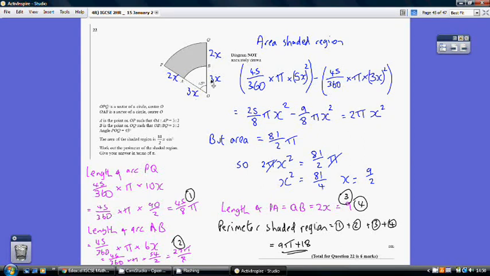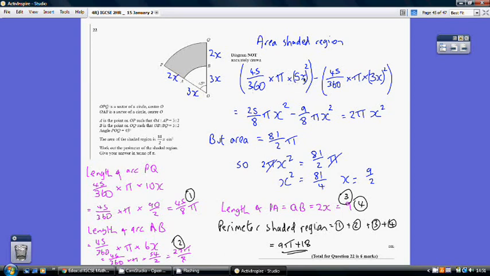Now what I'm going to do is just work out the area of this shaded region from this information here. So how would I work out the area of the shaded part? I would work out the area of the total sector and subtract from that the area of this little white sector. So how would I work out the area of this total sector, OPQ? Well, that would be the proportion of the circle which it is, which is 45 over 360, multiplied by pi r squared. My radius is 5x.